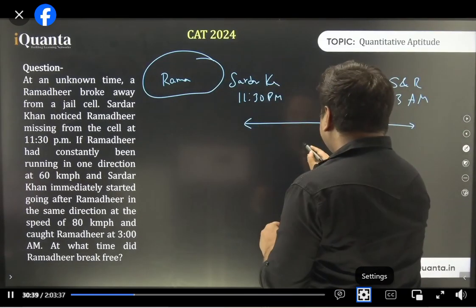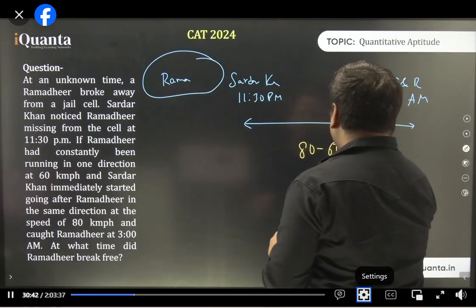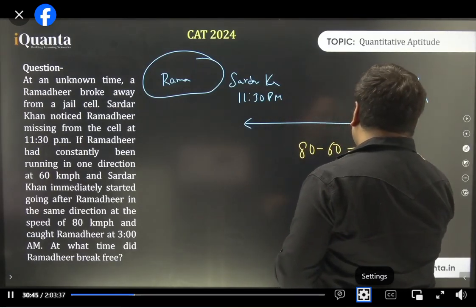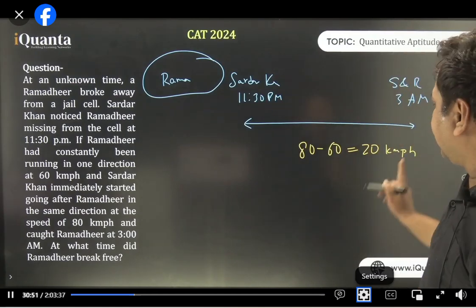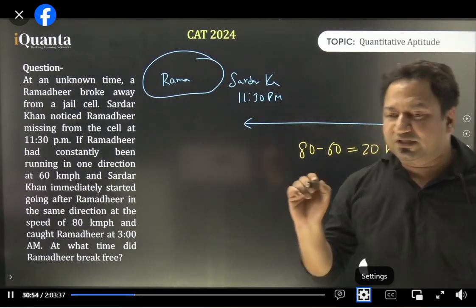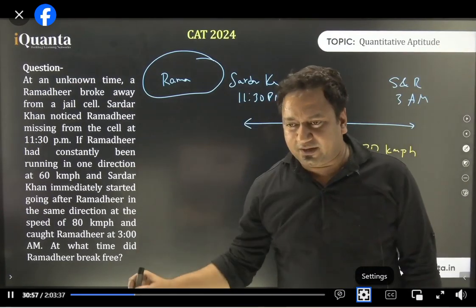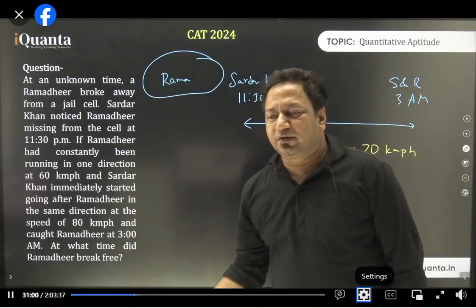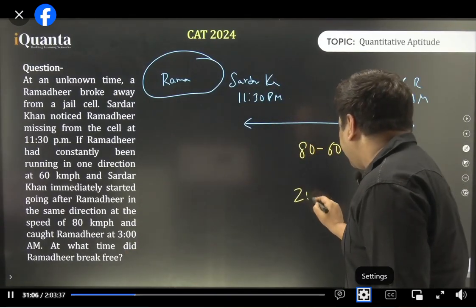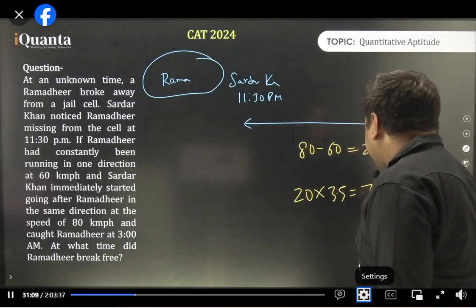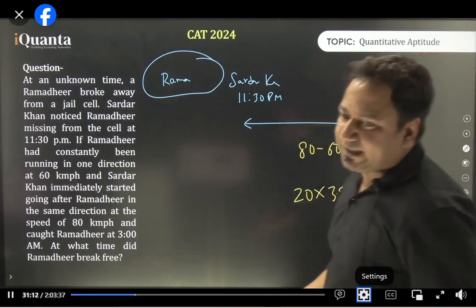So in this duration, the relative speed will be 80 minus 60. That is 20 kilometers per hour. Yes or no? Right? So I can say Sardar Khan was running at a relative speed of 20 kilometers per hour, or we can say at 20 kilometers per hour with respect to Ramadhir. So in this 20 kilometers per hour, for 3.5 hours, he must have traveled 70 kilometers more than Ramadhir Singh. Yes or no?